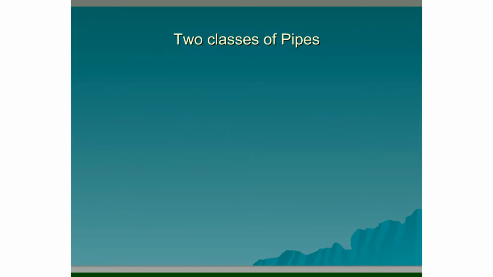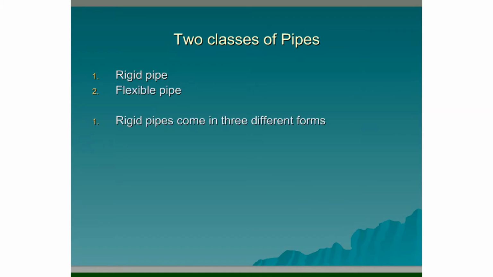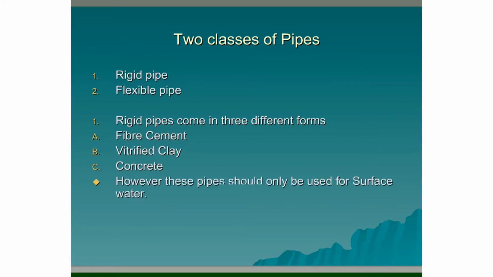There are 2 classes of pipes that are used in drainage. The first is rigid pipe and the second are flexible pipes. Rigid pipes come in 3 different forms: fibre cement, vitrified clay and concrete. However, these pipes should only be used for surface water.